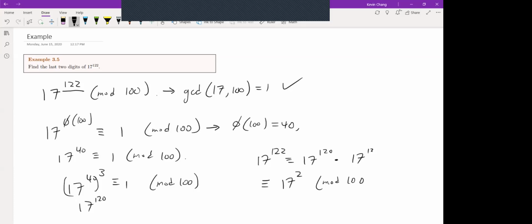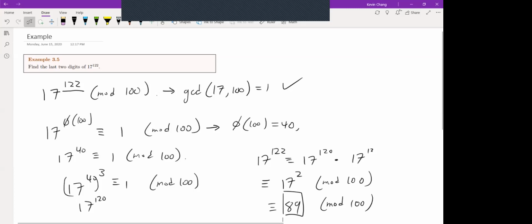And this is very easy to compute because 17 squared we know is 289. So we have that this is congruent to 89 mod 100. So the last two digits are going to be 8 and 9. And this is a very quick way actually just to find the last two digits.